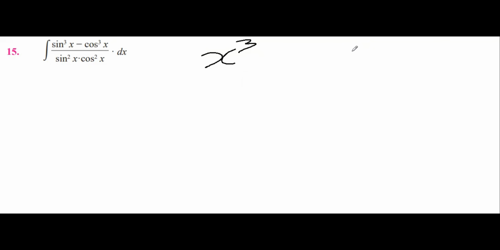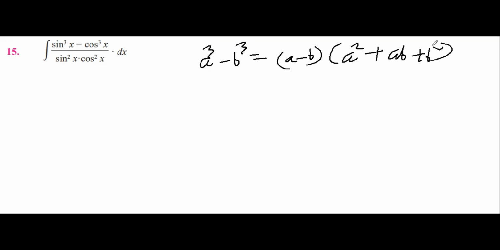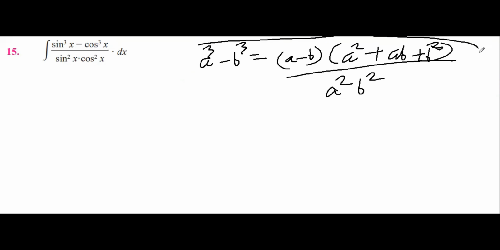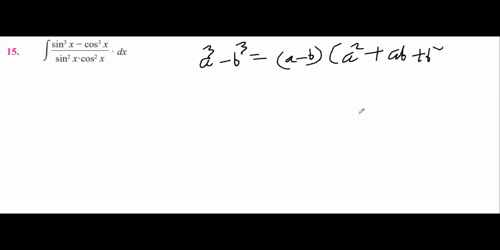But here, if you apply the formula a cube minus b cube, which is nothing but a minus b into a square plus ab plus b square, there is no use. Why? Because this is not getting cancelled. Sin square x cos square x is not getting cancelled, I will have a square and b square in the denominator. So this approach is wrong. You are not going to apply this approach here. You will apply some other approach.